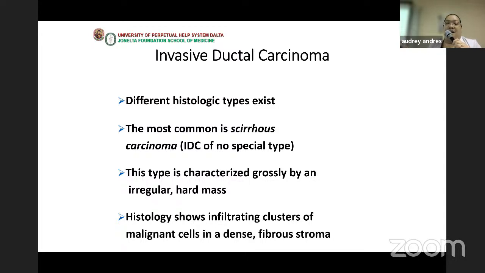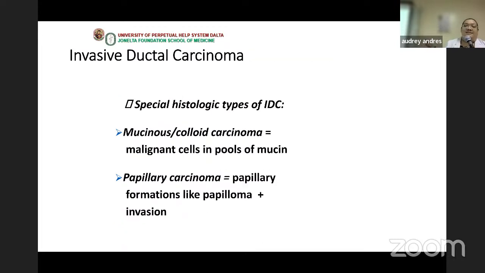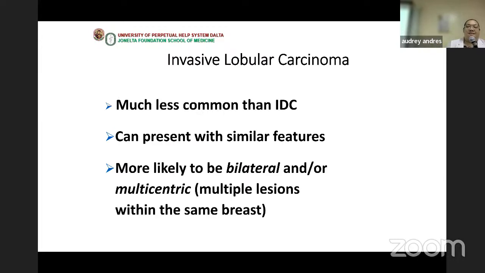This is an irregular hard mass. And histology shows infiltrating clusters of malignant cells in a dense fibrous stroma. There are some special types: there's mucinous, there's papillary, and the like. Invasive lobular is much less common than invasive ductal, but present with similar features. But they often behave more bilateral and more multicentric than your invasive ductal carcinoma.